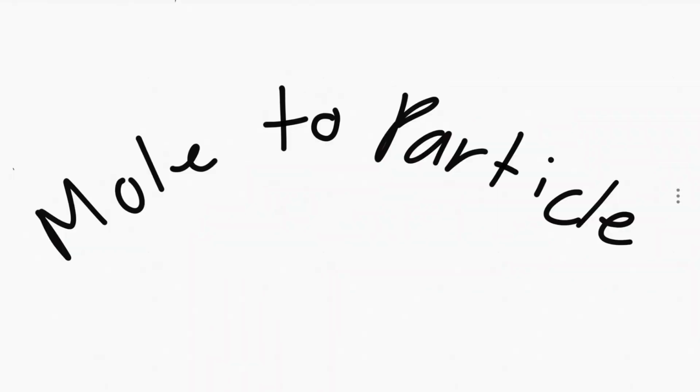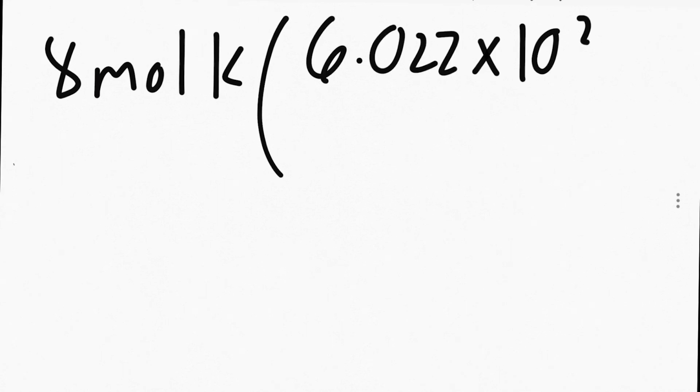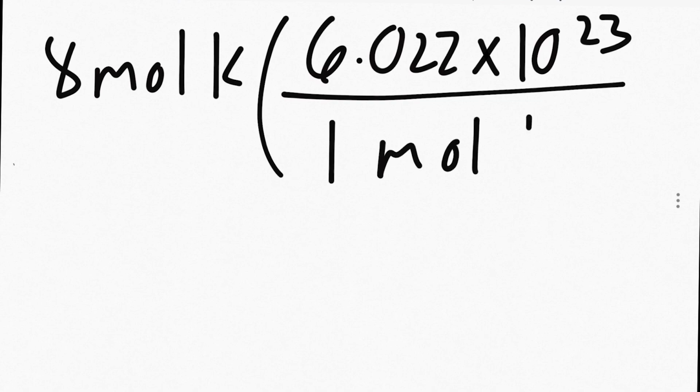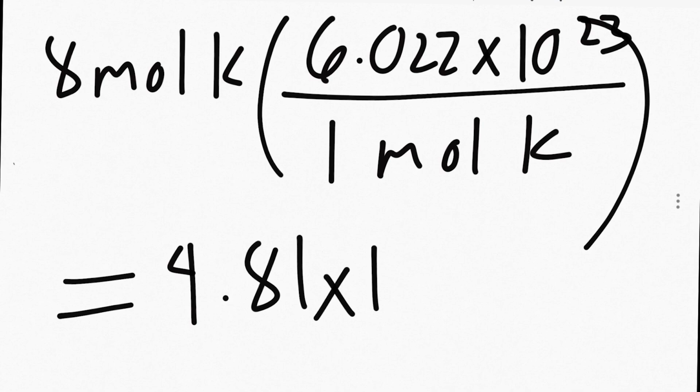In order to convert mole to particle, you need to multiply the mole by Avogadro's number. For example, how many atoms are there in 8 moles of potassium? That will be 8 moles of potassium times the quantity of Avogadro's number all over 1 mole of potassium. That gives us 4.81 times 10 raised to 24 atoms.